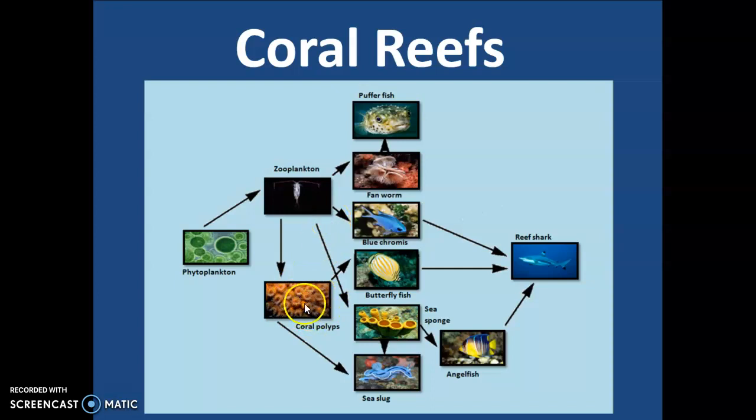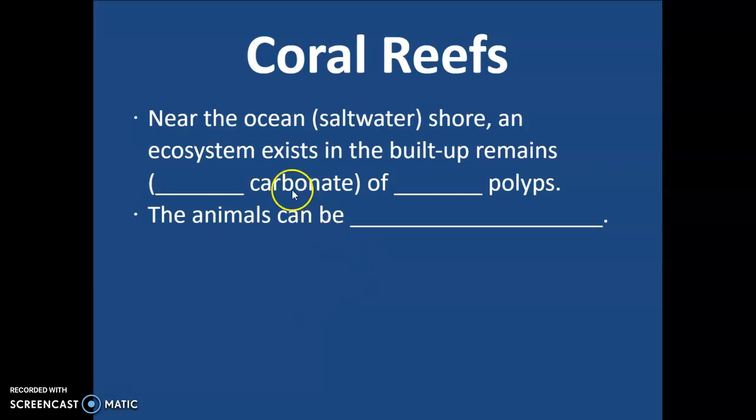But it's a coral reef because all these things live on a reef that's basically getting bigger and bigger and bigger as these coral polyps ooze calcium carbonate out beneath them. So near the ocean, saltwater shore, an ecosystem exists where there are the built-up remains, the calcium carbonate, of these coral polyps.